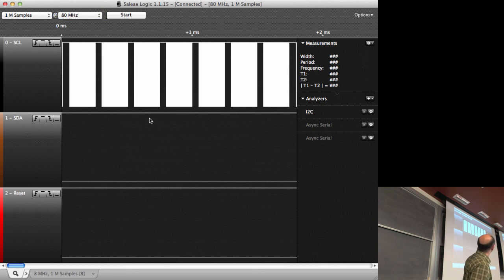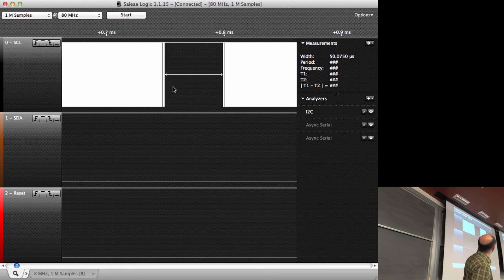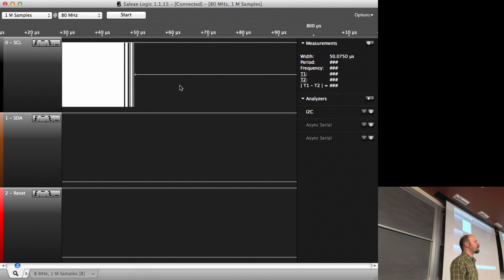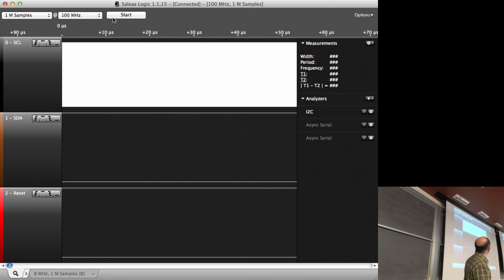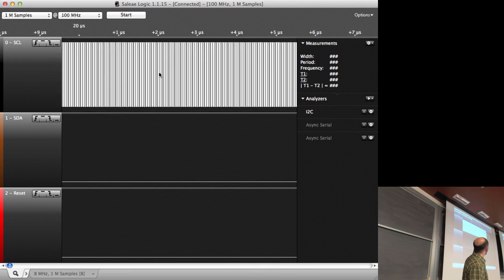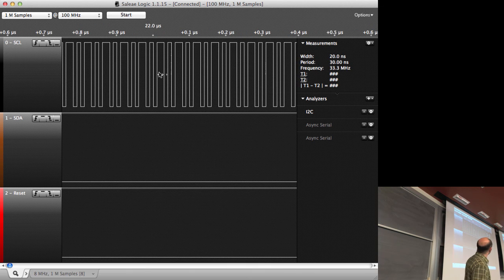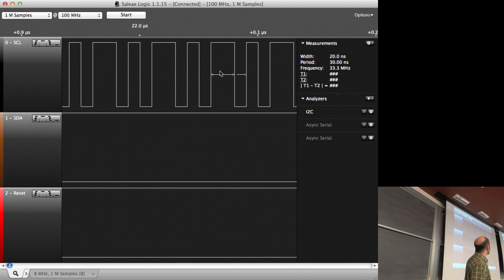Let's go to 80. What is 80 megahertz from 40? It's exactly twice. You have to go faster than twice. So if we go to 100, we are exactly twice now. And we can now, no, we are more than twice. So we can say that on average, this actually will probably even out to a 40 megahertz signal.